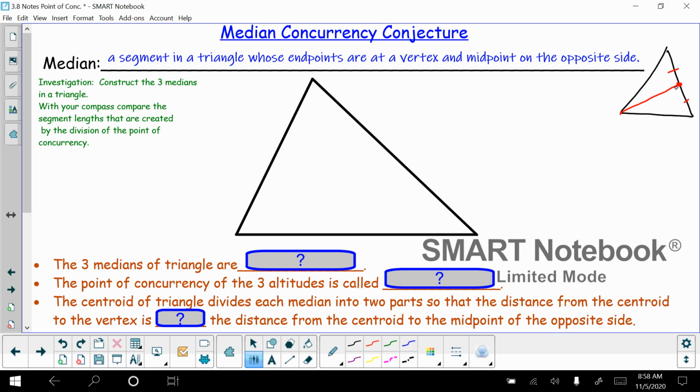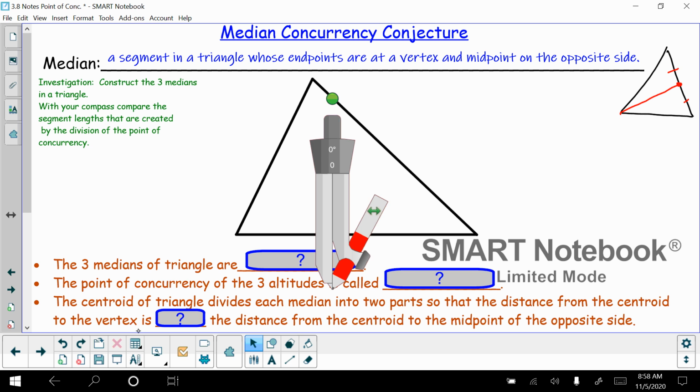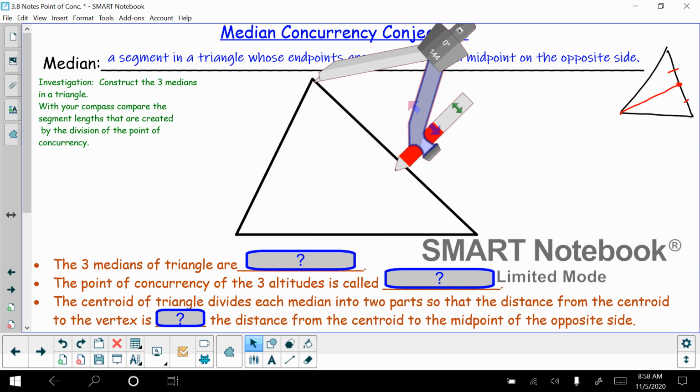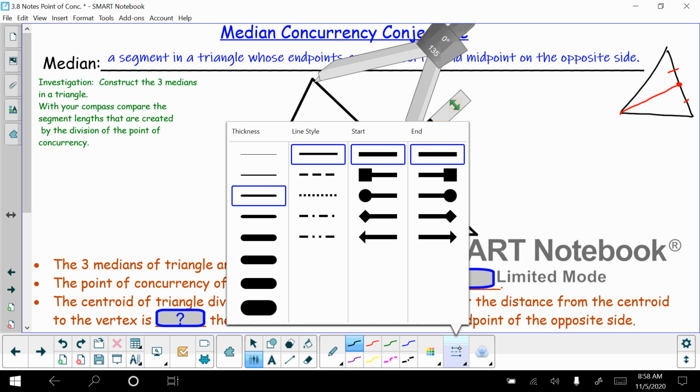So now what I want you to do is construct the three medians in the triangle. So we have to find the midpoint of each one. And what do you know? It's the same construction we just finished doing. It's kind of like doing the perpendicular bisector, except we're just going to focus on the midpoint only. So we're only going to draw the midpoint.